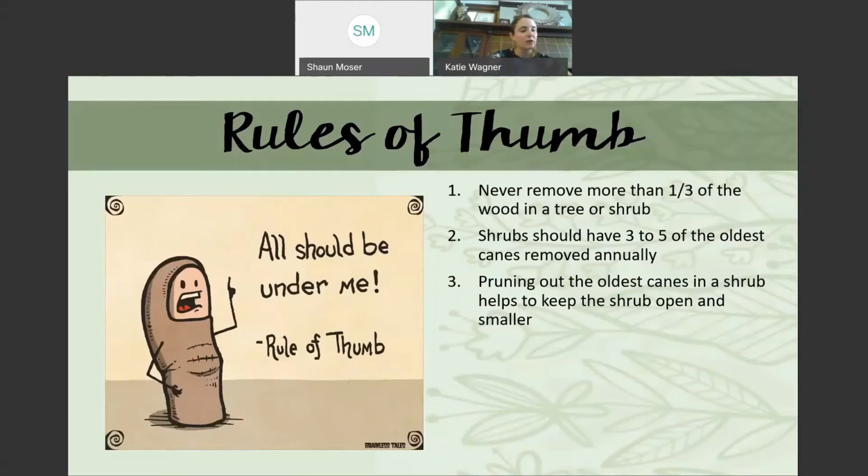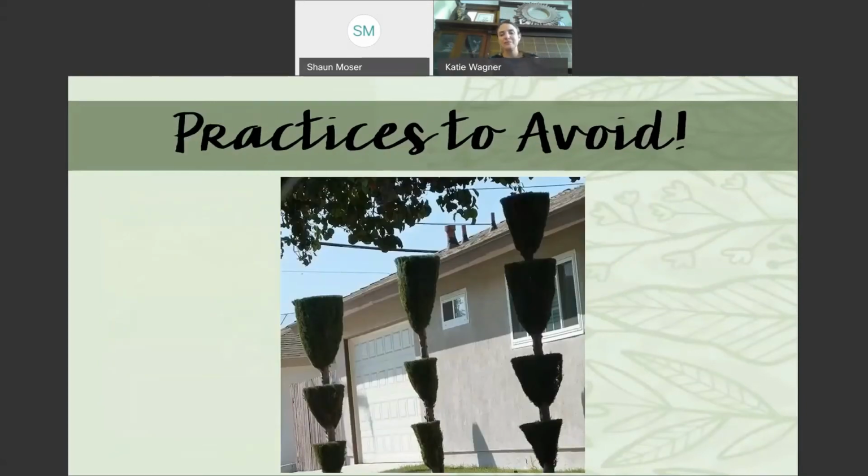So with that, I'm just going to, she's got some funny pictures in here. I mean, this is just, wow. That's a lot of maintenance.